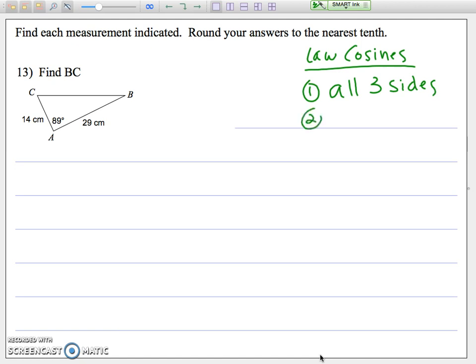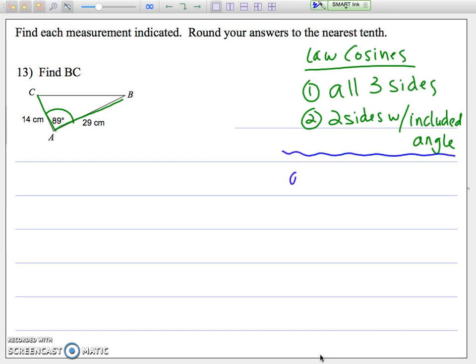or the second situation is when you have two sides with an included angle. So this right here would be our two sides, and this right here is our included angle. All right, there are three formulas that you'll need to know, but they're all very similar.